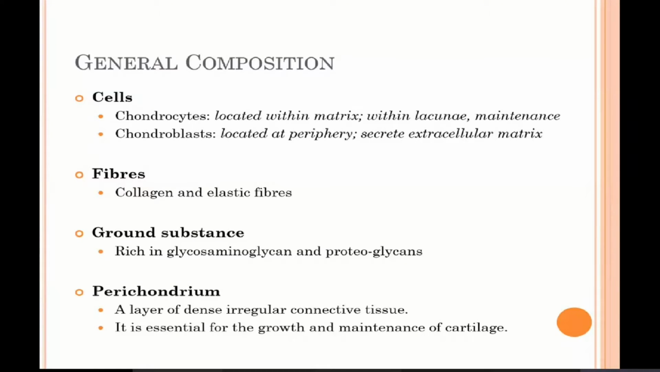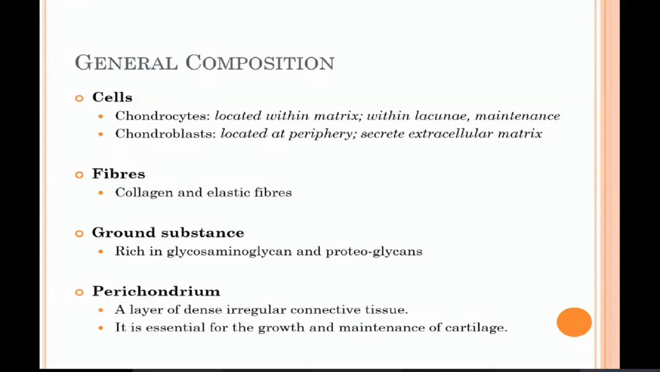And these two things, the cells and the fibers, are embedded within a gel-like base structure, which we call the ground substance. It is made up of glycosaminoglycans or proteoglycans. So the main components are proteins and sugars. This is a protein and sugar based extracellular matrix.